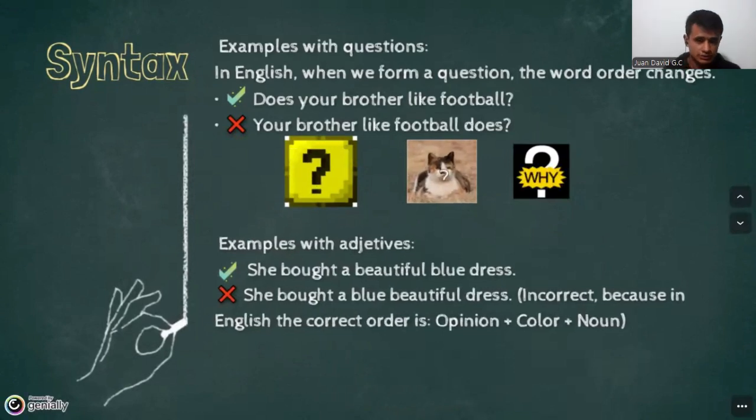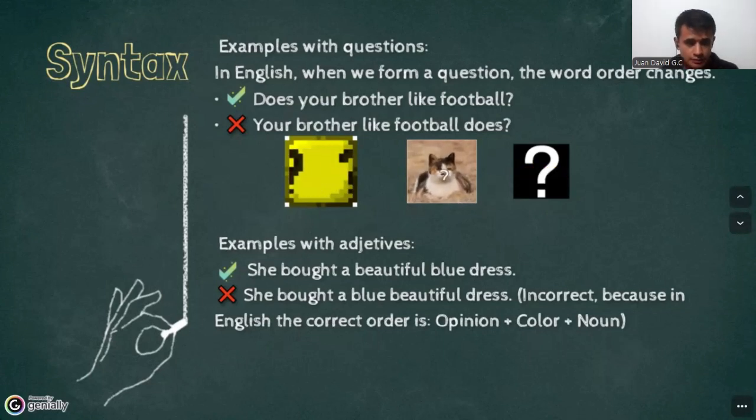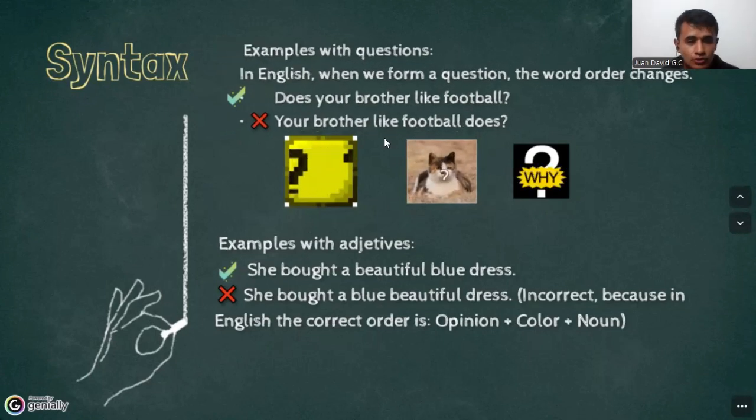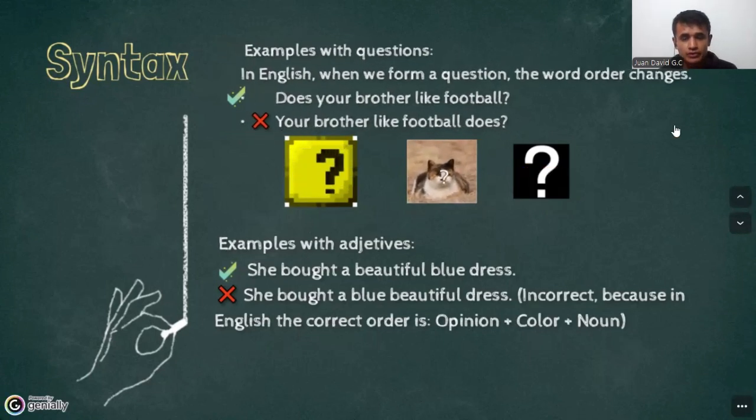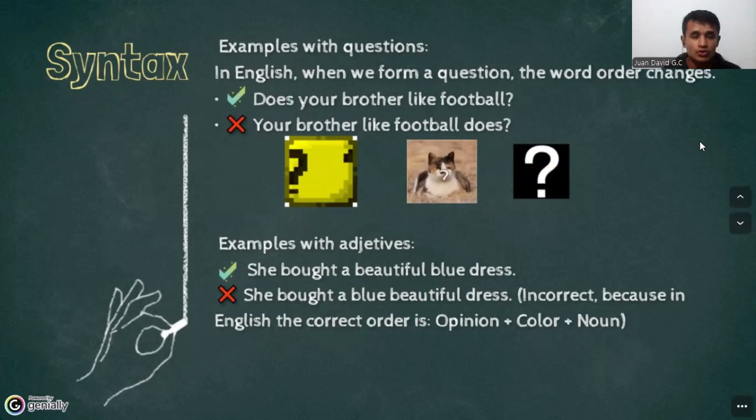Examples with questions. In English, when we form a question, the word order changes. Then, "Does your brother like football?" That is the correct form. But we can also see the wrong sentence: "Your brother like football does." That sounds incorrect.